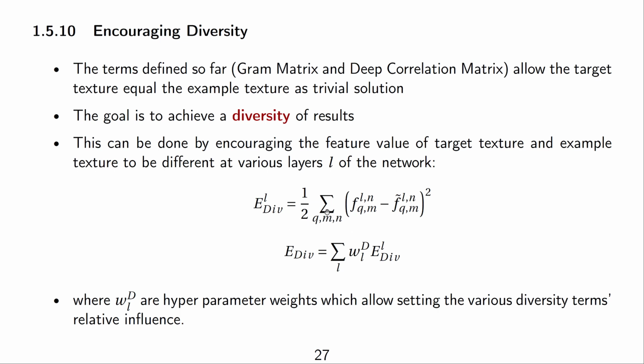So for one particular chosen layer, we could compute this diversity energy. We sum over each pixel position qm and over each layer n. So we really take two rank 3 tensors, and then we form element-wise differences. So this is a scalar, this is a scalar. We form the difference, and then we square. Again, the diversity energies can be summed up over different layers, where for each layer there's this hyperparameter WL that allows one to weigh the different layers differently.